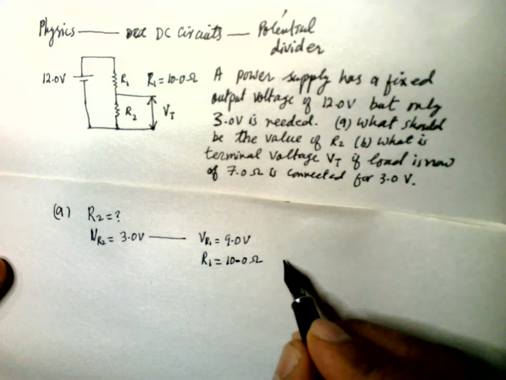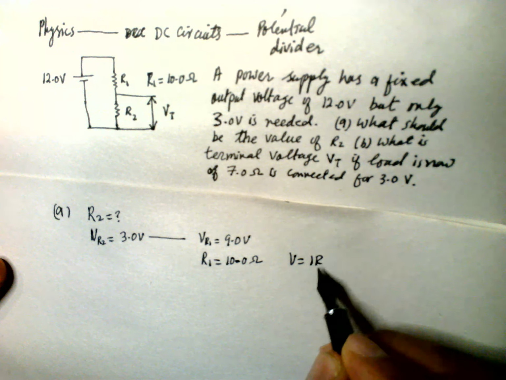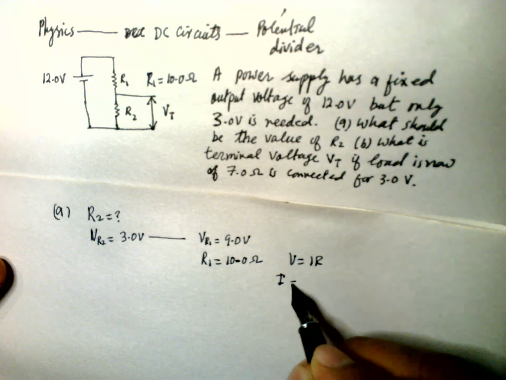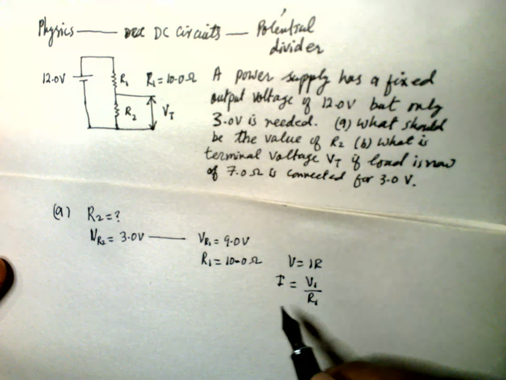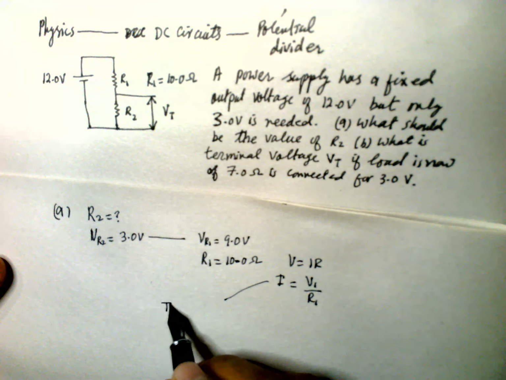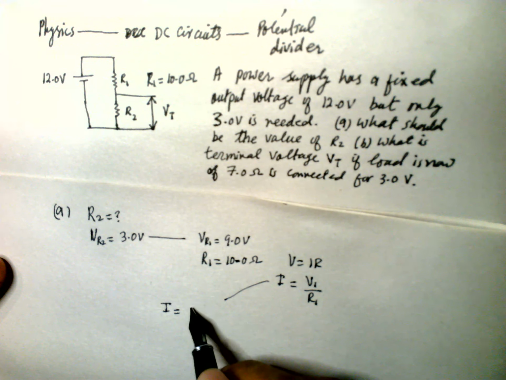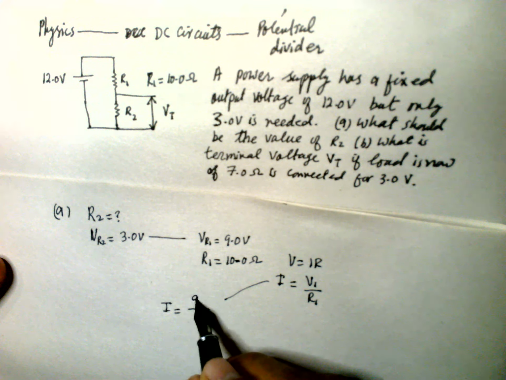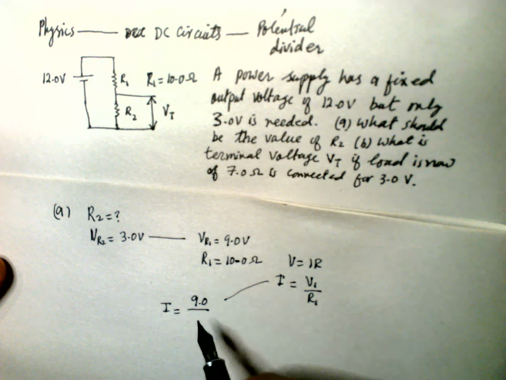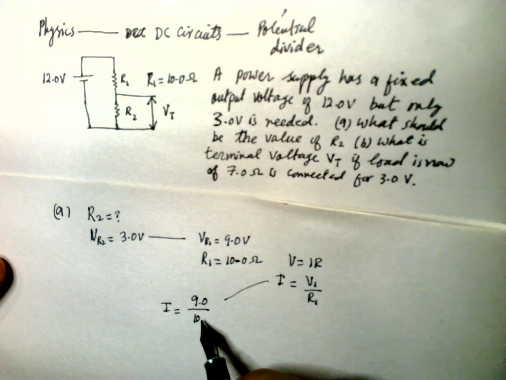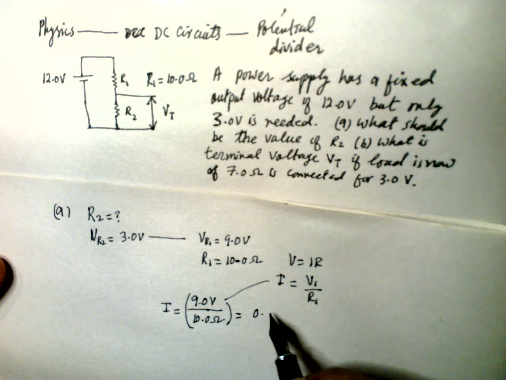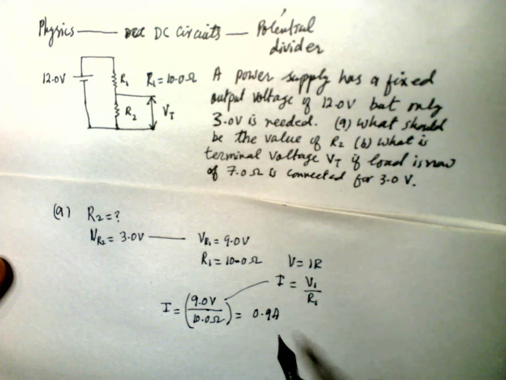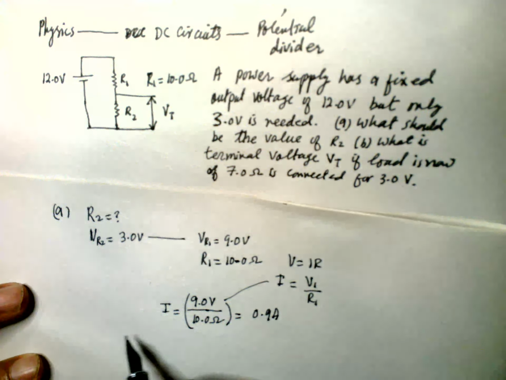10.0 ohm. So that means V is equal to IR. So I is equal to V1 over R1. So from here, current is equal to V, which is 9 volt, over R1, which is 10 ohm. And current is 0.9 ampere.